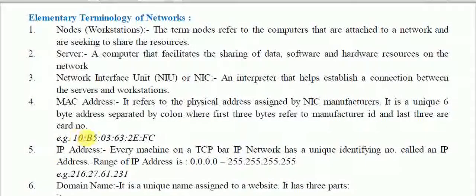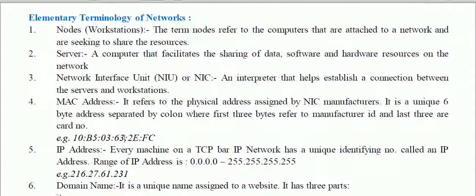Here the first three are 10, B5 and 03. These three are the manufacturer ID and the last three are the card number, and these last three, 63, E2 and FC, are the card number. So in this way a MAC address is written with 6 bytes. As you can see, there are 6 parts, so it is 6 bytes, and the first three is the manufacturer ID and the last three is the card number.